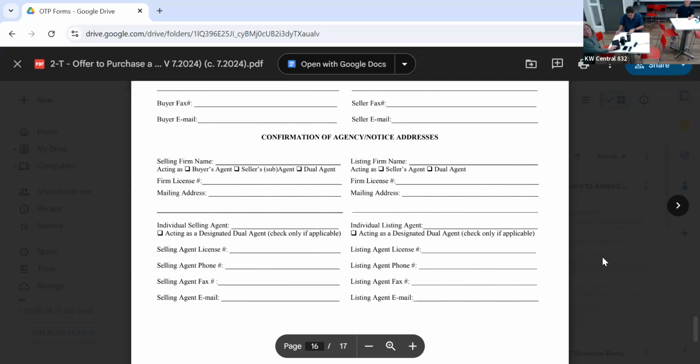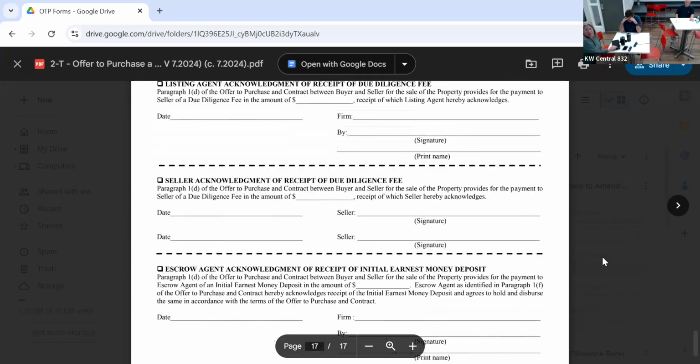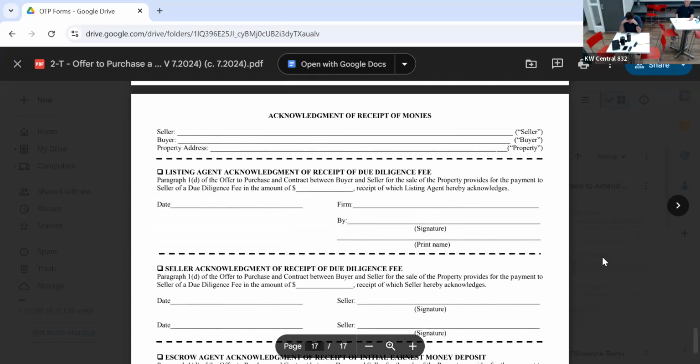And then the next page is just our confirmation, acknowledgement of receipt of monies, due diligence. A lot of times we don't touch the due diligence. We're not the middleman for the due diligence. Sometimes we are, but many times not. So if it's a Venmo or a Zelle or something, they sent that money directly to the seller. We never touched that money.